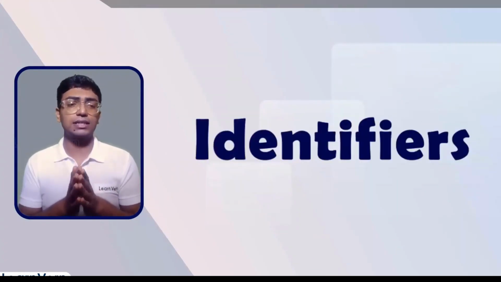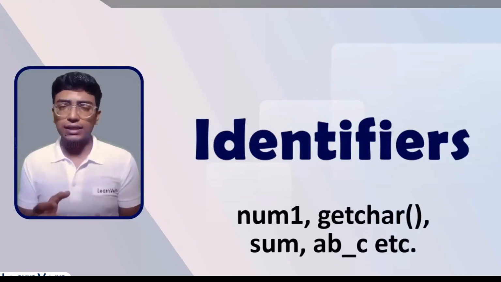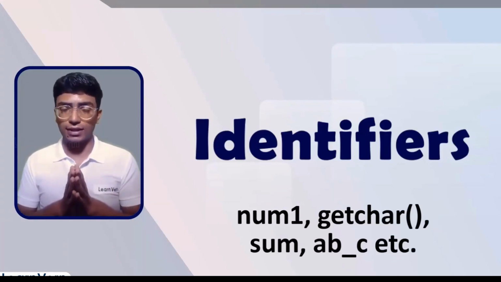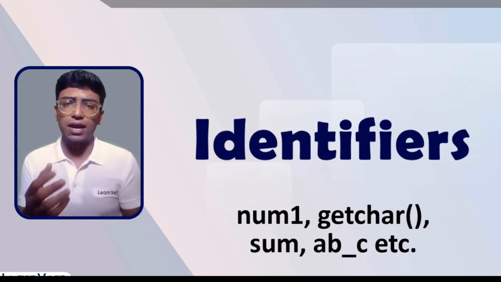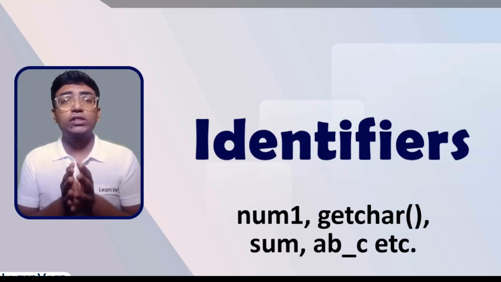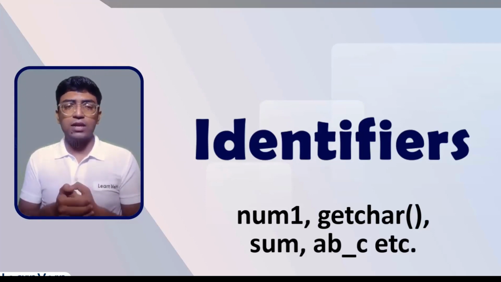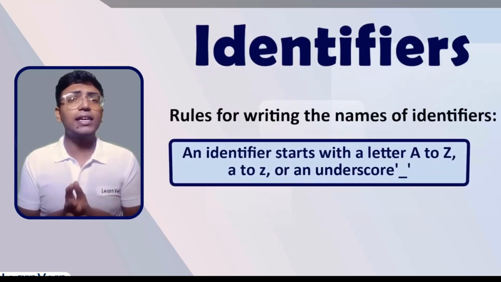Like here in the examples, you can see there is num1, getChar, sum, abc, etc. All these things are called identifiers. The name that we are giving to these identifiers, the way we are trying to name them, there must be some rules to give these names. So we will see the rules first. To give the names of the identifiers, the rules are as follows.